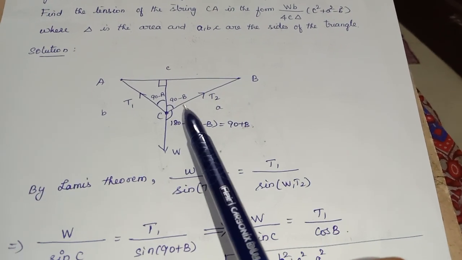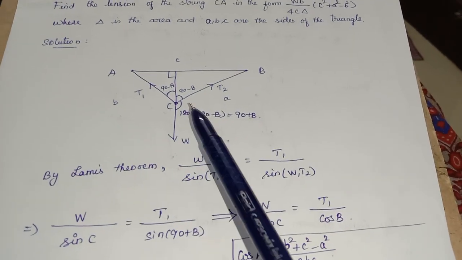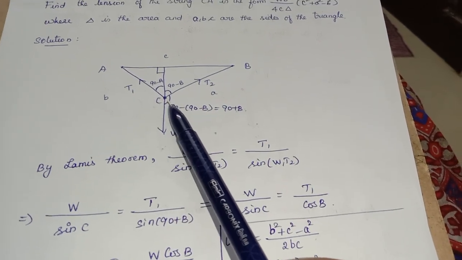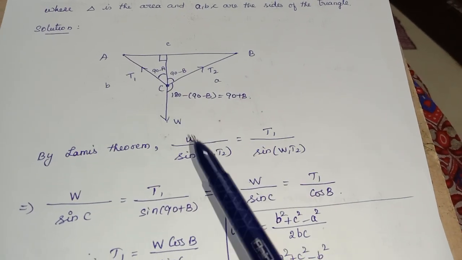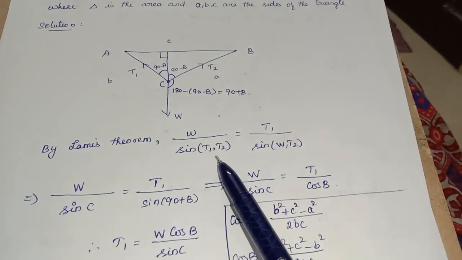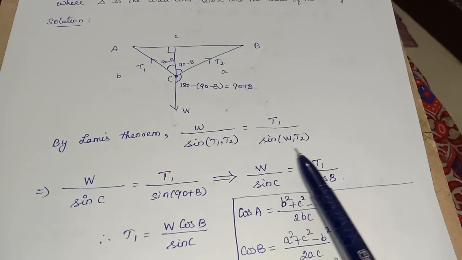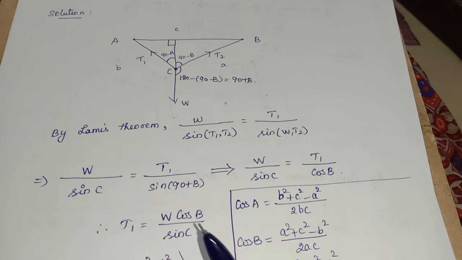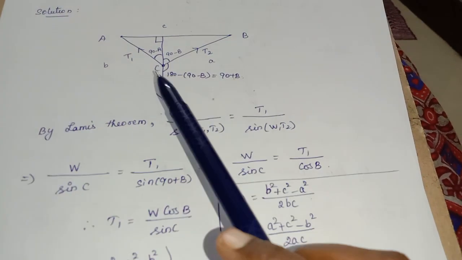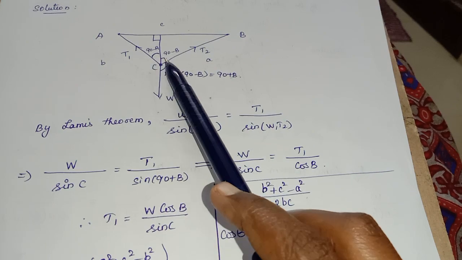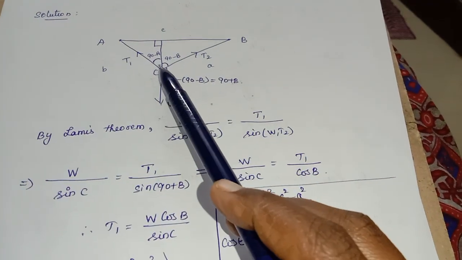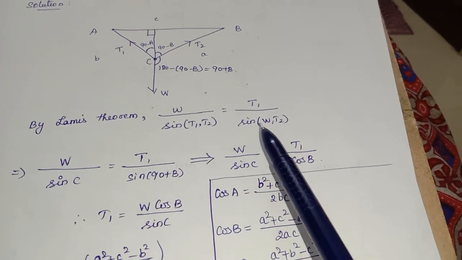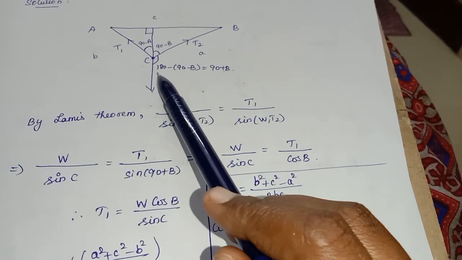Okay, so after marking all these angles, let me come to Lami's theorem, because I have three forces acting at C which are keeping the given body in equilibrium. So I can apply Lami's theorem. W by sine of angle between T1 and T2 equal to T1 by sine of angle between W and T2. No need to write T2, they are asking you only to find the tension along CA. So W by, what is the angle between T1 and T2? This angle is the total angle, angle C. So W by sine C equal to T1 by sine of the angle between W and T2.